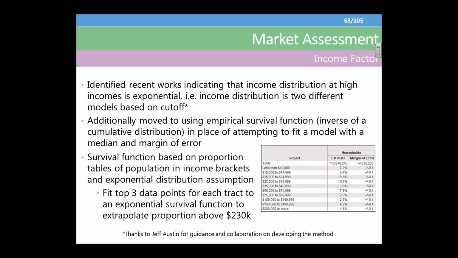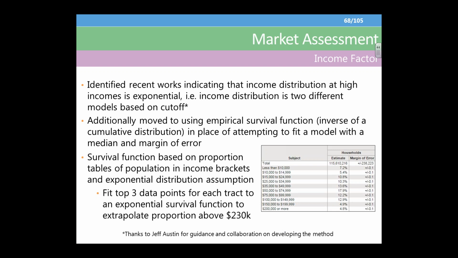So working with research division staff, he helped us derive a method to essentially look at what's called the survival function. If you're familiar with statistics, the cumulative distribution is essentially the inverse of that. And so we're essentially having to extrapolate beyond the data. The data, as I mentioned earlier, only shows you how many people are above 200,000. So you have to use this data as best you can to extrapolate what's above 230.